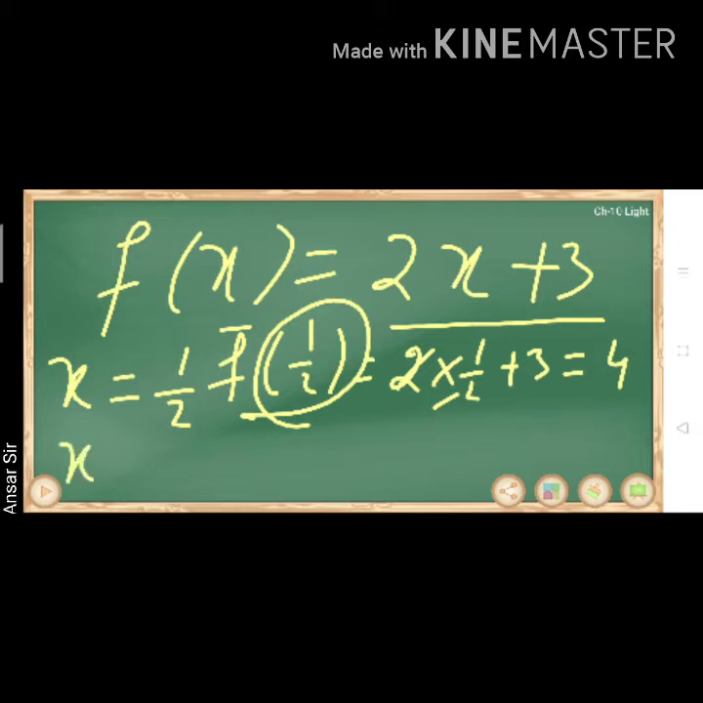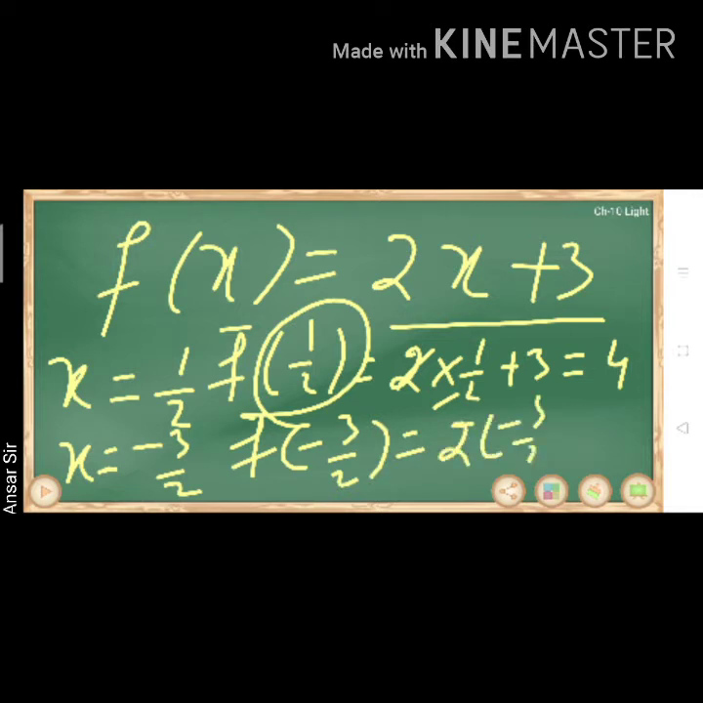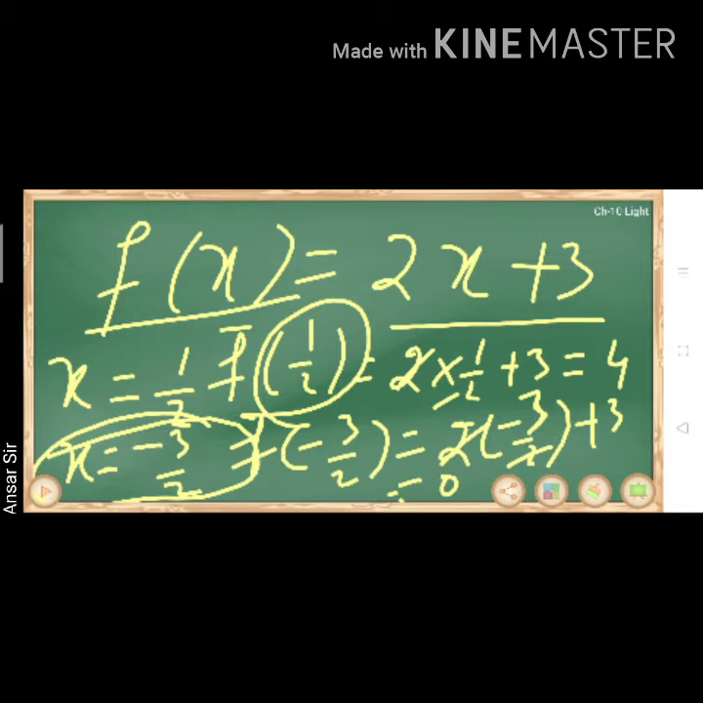Let's take another value of x, let it be minus 3 by 2. Then f of minus 3 by 2 becomes 2 into minus 3 by 2 plus 3. This value becomes 0. So x equals minus 3 by 2 is the zero of the polynomial f of x. So a polynomial of degree 1 has 1 zero.